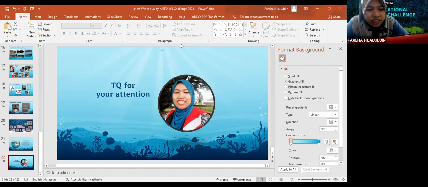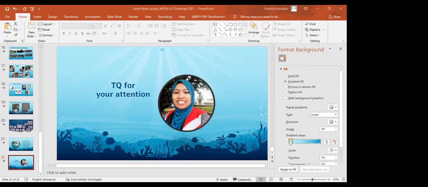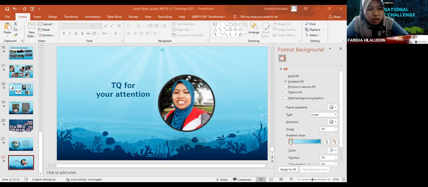Okay, is there any question? There's one question from Shahmi, and he asked how mangrove prevents the flood. Okay, how does mangrove prevent flood?